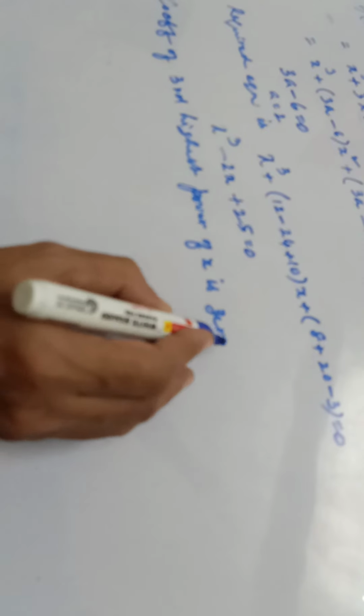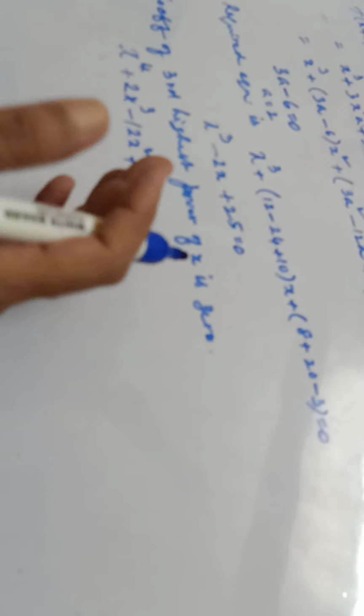Now let us work out another problem of the same type. Another similar problem: transform this equation in which the coefficient of third highest power of x is 0. Here the given equation is x power 4 plus 2x cube minus 12x square plus 2x minus 1. Now we have to rewrite this equation.